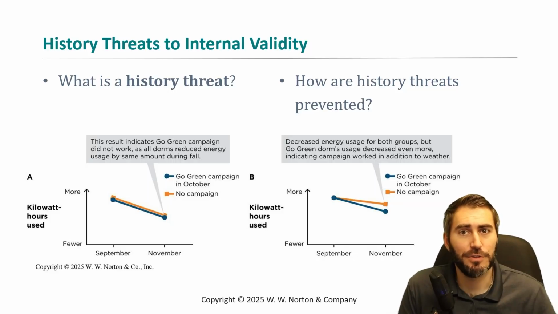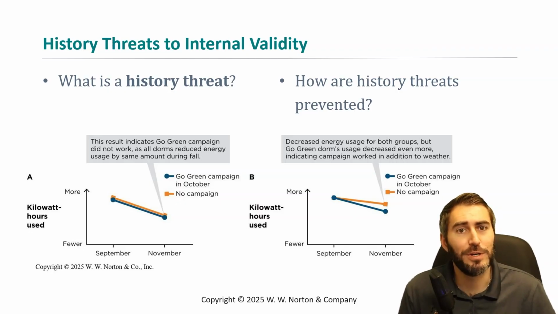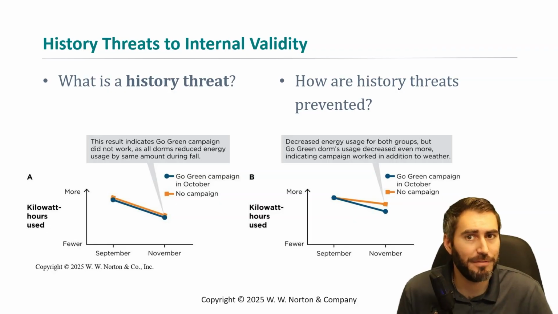History threats result when some external or historical event affects most members of the treatment group at the same time as the treatment. So it's unclear whether the change in the dependent variable for the experimental group was the result of the treatment itself or the result of the historical factor.